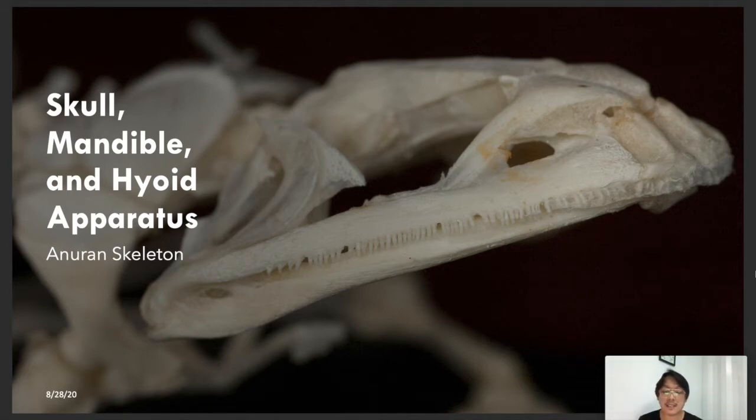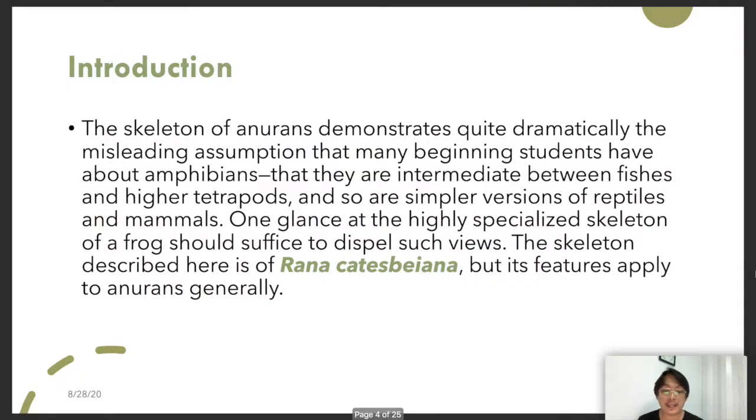We'll take a look at the skeleton of an amphibian, which demonstrates quite dramatically the misleading assumption that many students like you have about amphibians. So they are the intermediate between fishes and higher tetrapods, a simpler version of reptiles and mammals. But that's not the case. We will take a look at the highly specialized skeletons of a frog, which suffice to dispel such views or the misconception about them. The skeleton is described here of a Rana catesbeiana, but its features apply to all amphibians generally.